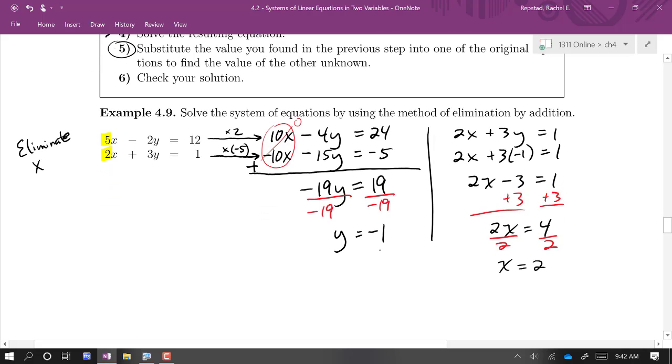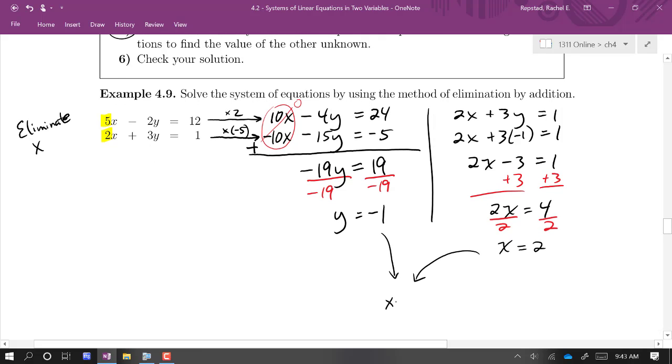So we have both values. Now we're just going to state our answer as the pair x equals 2, y equals -1, or if you like writing it as a point, (2, -1). Got to make sure we put the x first.